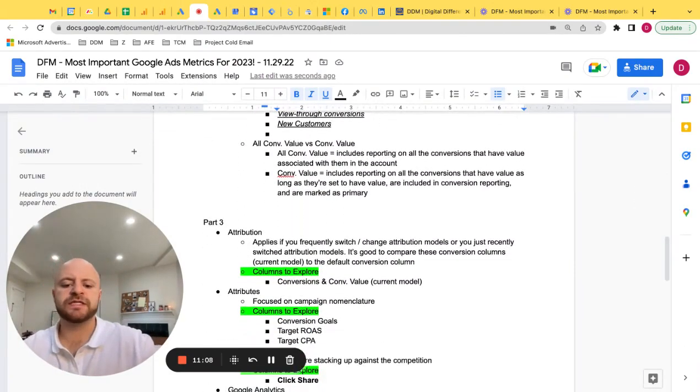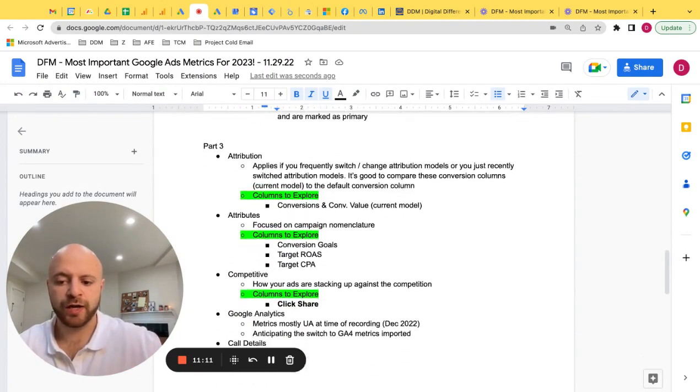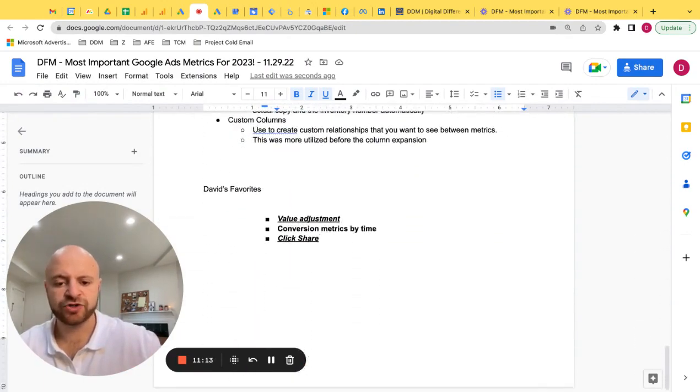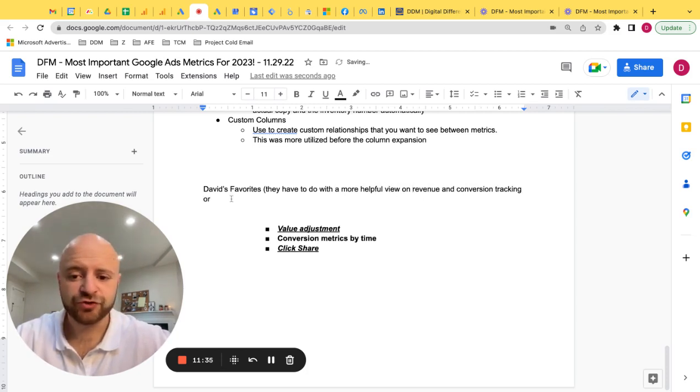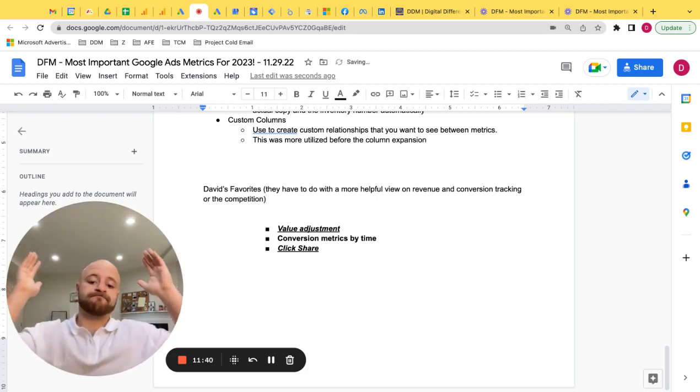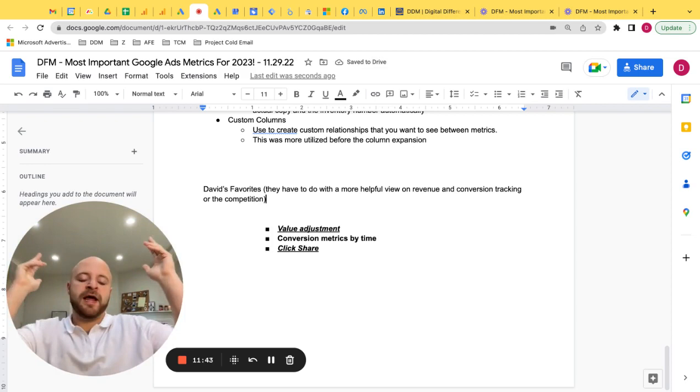And my favorites usually start with two things, right? It's actual tracking conversions and tracking competition. That's why these are my favorites, because they have to do with revenue and conversion tracking, a more helpful view on revenue and conversion tracking, or the competition. Bang, bang, bang.